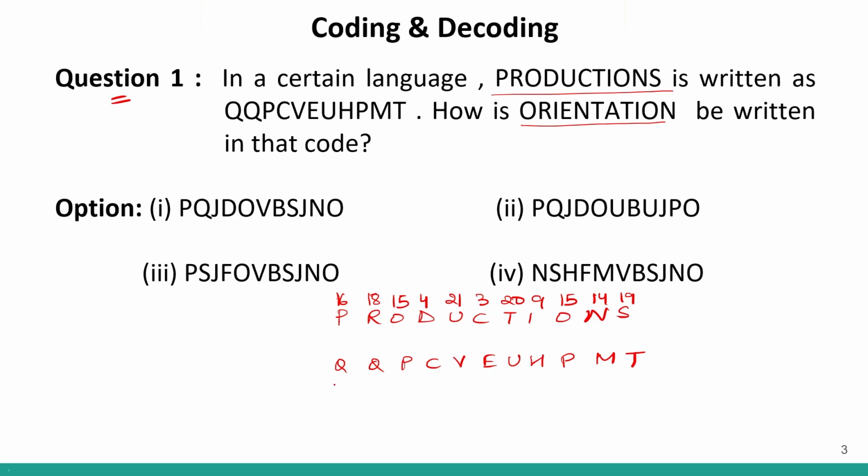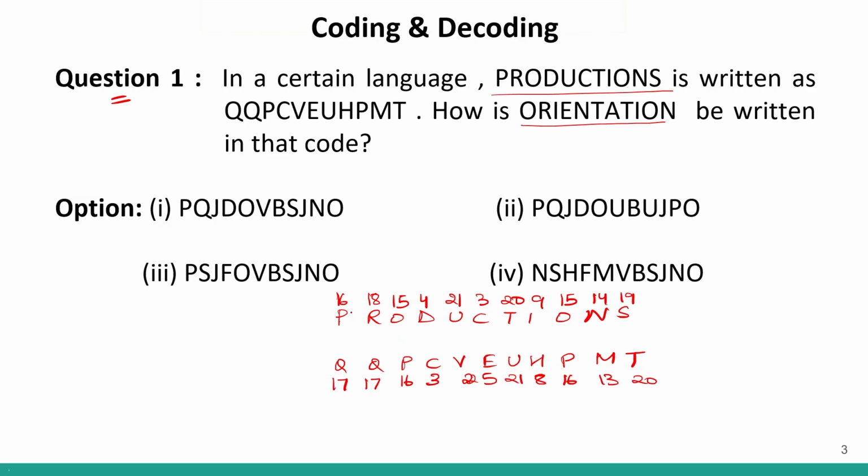Okay. Q is how much? 17, 17. P is 16. C is 3. V is how much? 22. E is 5. U is 21. H is 8. P is again 16. M is 13. And T is 20.